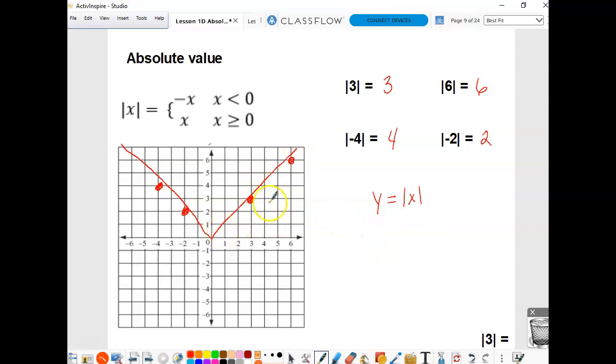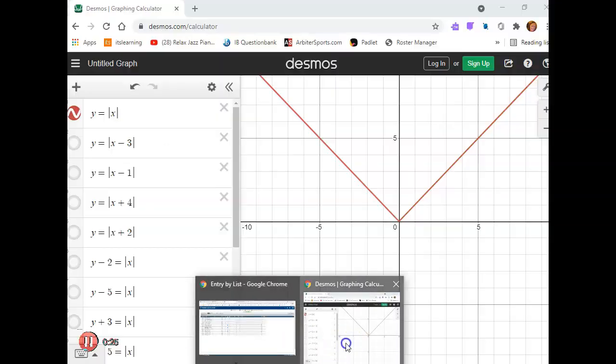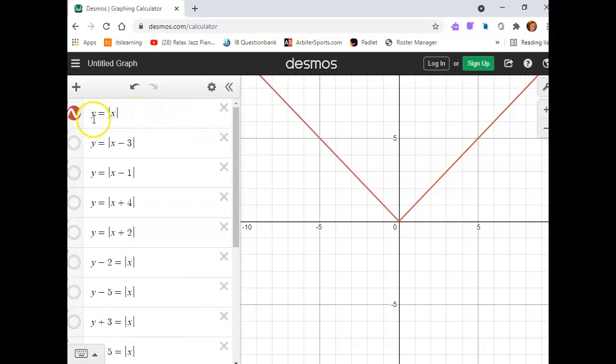We'd graphed the absolute value function. We talked about the absolute value being the distance a number is from 0. Okay, and on your Desmos, you should put your parent function, y equals the absolute value of x. Looks like this, what we just drew.